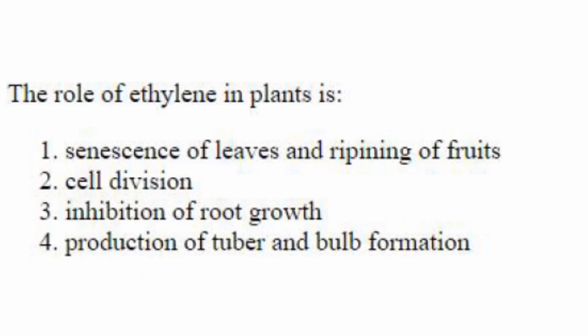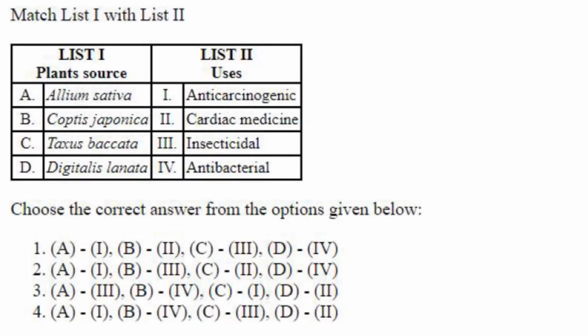Then the role of ethylene is senescence of leaves and fruit ripening. Yes, that is correct. 1 is correct. Then match the following. Allium sativum, plant source. Its use is in insecticidal properties. So A3. A3 is there only in one option. So that must be your answer.